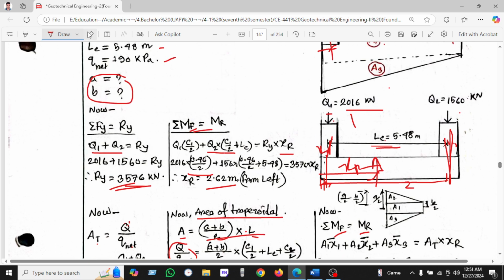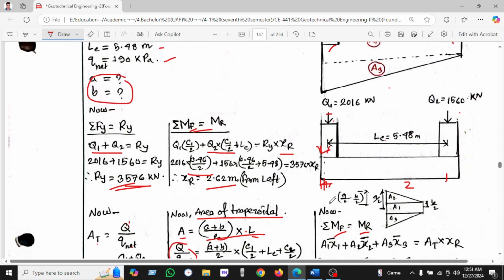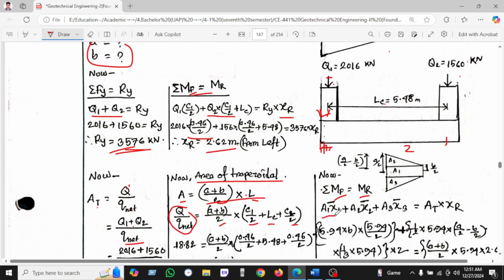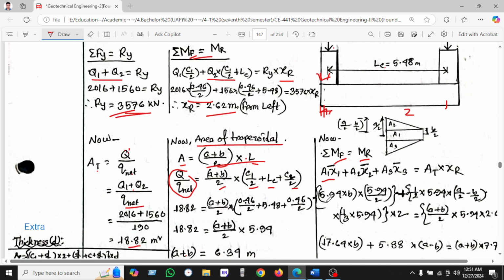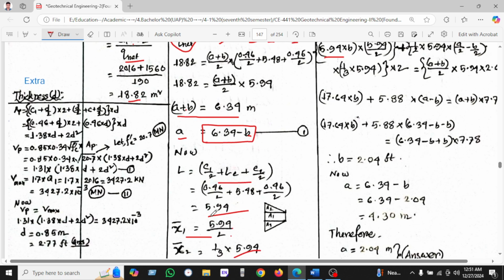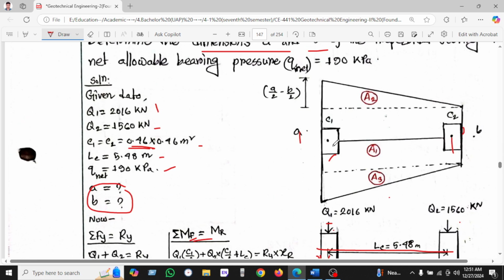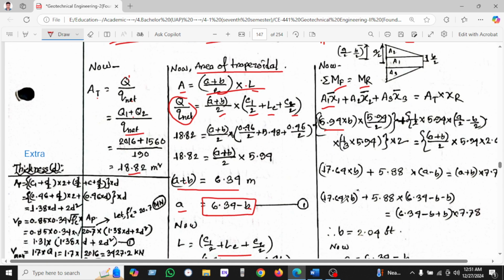Now we are calculating the three portions. This is the three portions I have segmented here: 1, 2, 3, and 2 and 3 are the same. So A1 x1, we know A1 is 5.93 into B, so 5.994, which is the length. So we know this length is the total length.